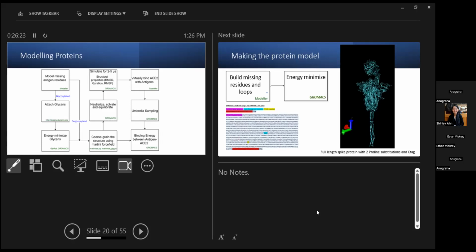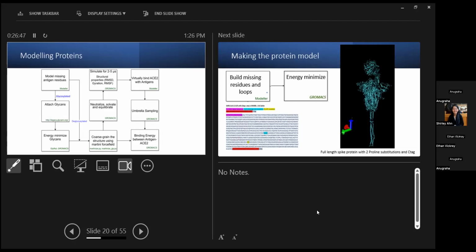glycans, called GlyProt, written by Austin, I think. Yes. It's actually published by now. It's available if you want to energy minimize huge structures and glycans, and it works for glycosylated proteins. And next we coarse grain using MARTINI force fields.